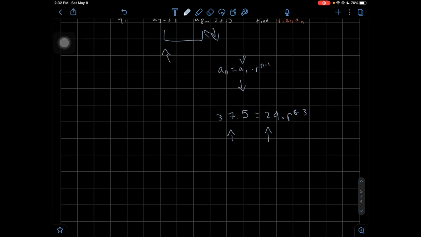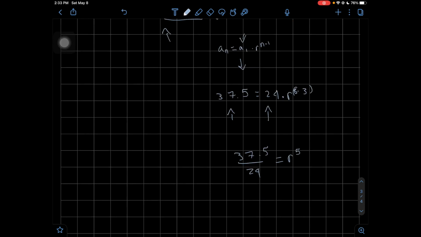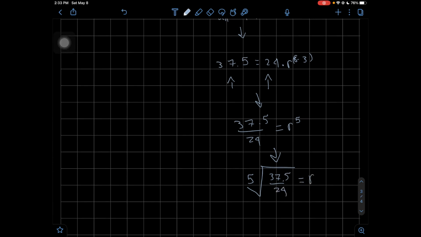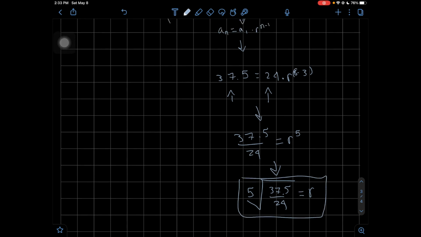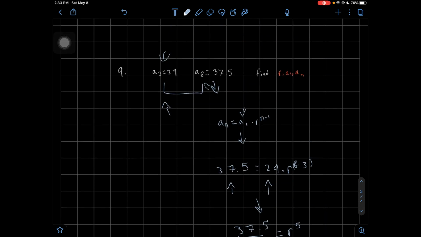So we're going to divide both sides by 24. So 37.5 over 24 equals r to the power 5, because 8 minus 3 is 5. Now we're going to take the fifth root on both sides. So we have the fifth root of 37.5 over 24, and this equals our r value. So now that we know our r value, we're going to substitute this back into our regular equation and then solve for a1.